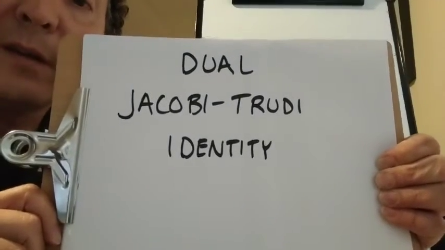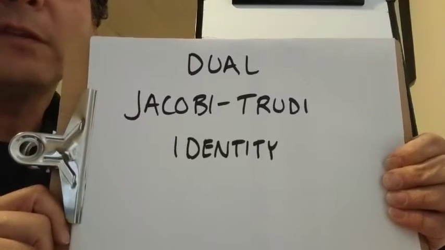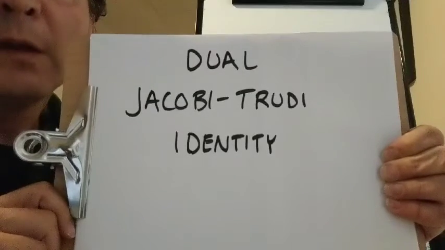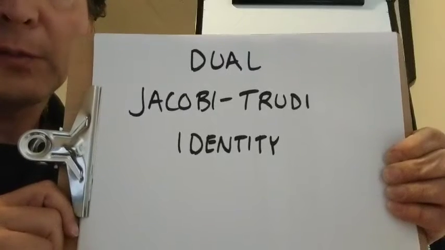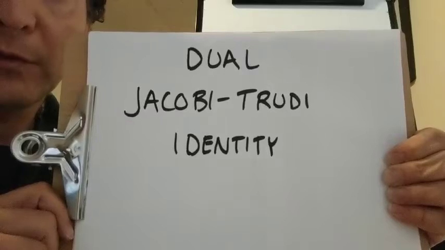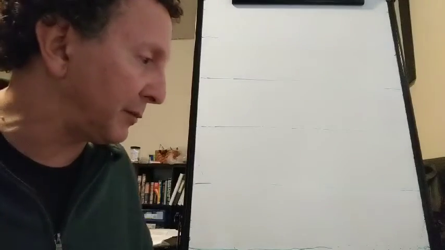The Jacobi-Trudi identity expresses Schur functions as determinants of matrices that have homogeneous symmetric functions as entries. There's another identity called the dual Jacobi-Trudi identity that expresses Schur functions as a determinant of a matrix whose entries are elementary symmetric functions. Let's look at that identity, and we'll start by reviewing the tableau that express Schur functions, homogeneous symmetric functions, and elementary symmetric functions in terms of monomials.